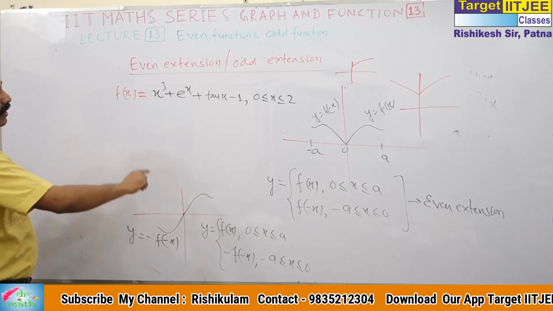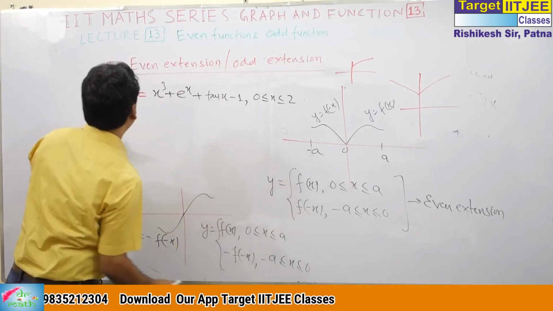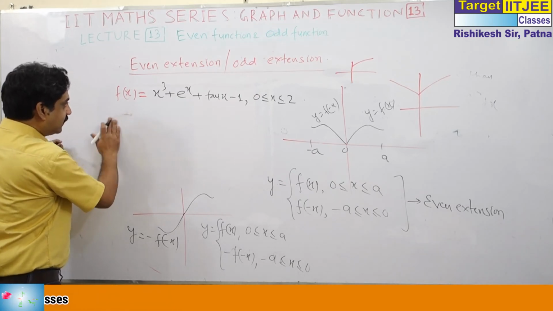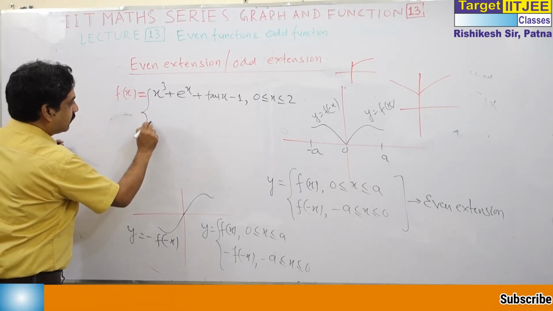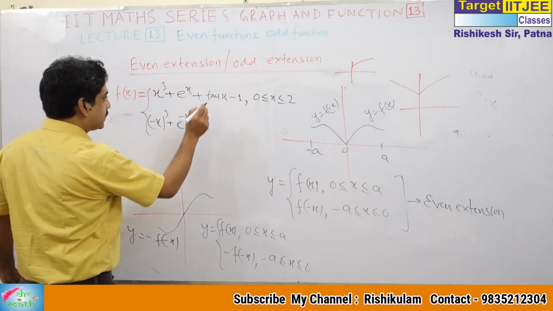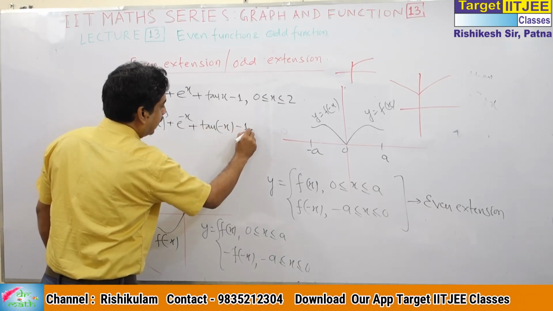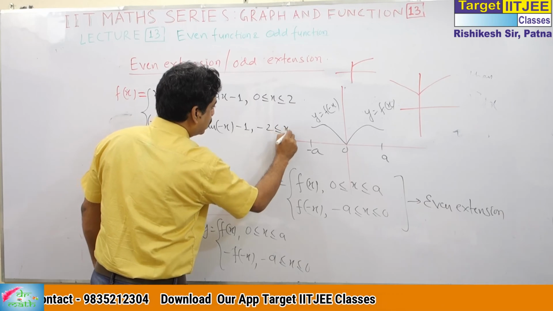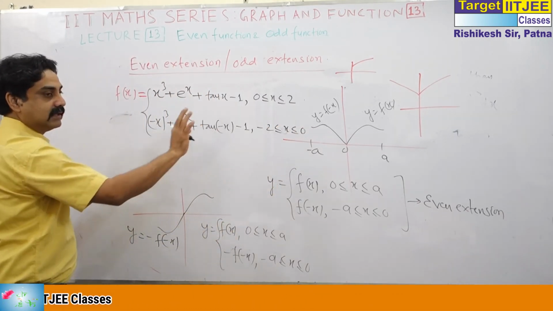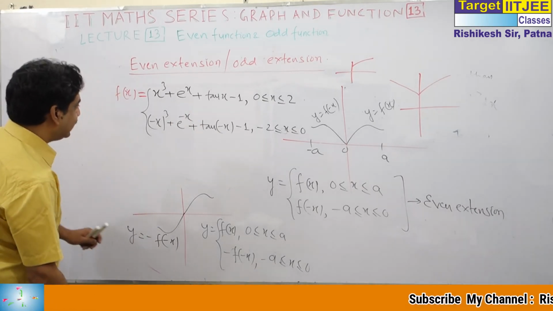What do we do for even extension? We replace x by -x. So the even extension is -x³ + e^(-x) + tan(-x) - 1, from -2 to 0. This is the other part.